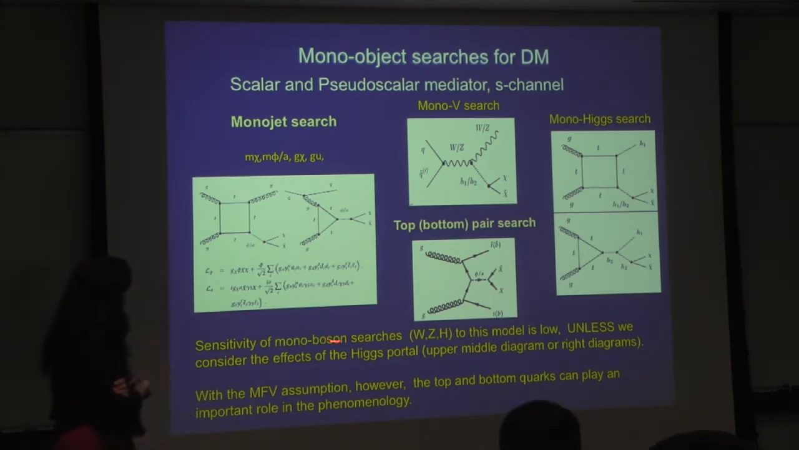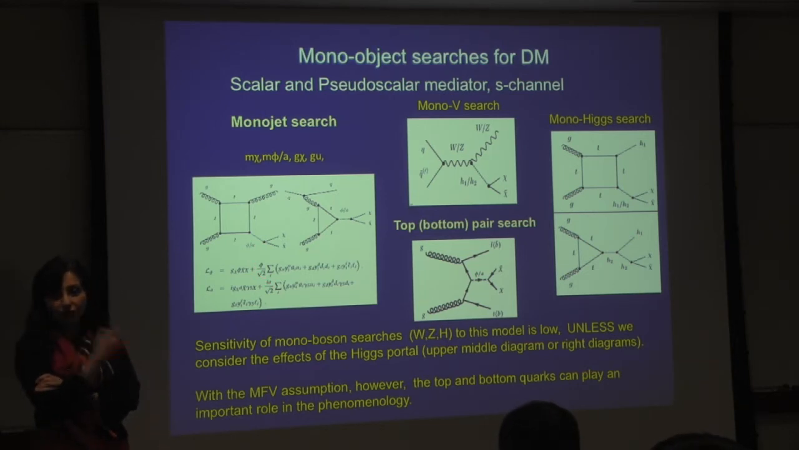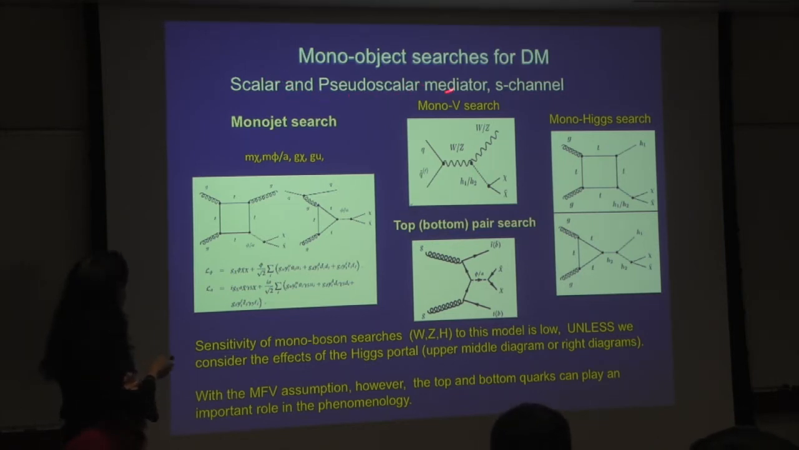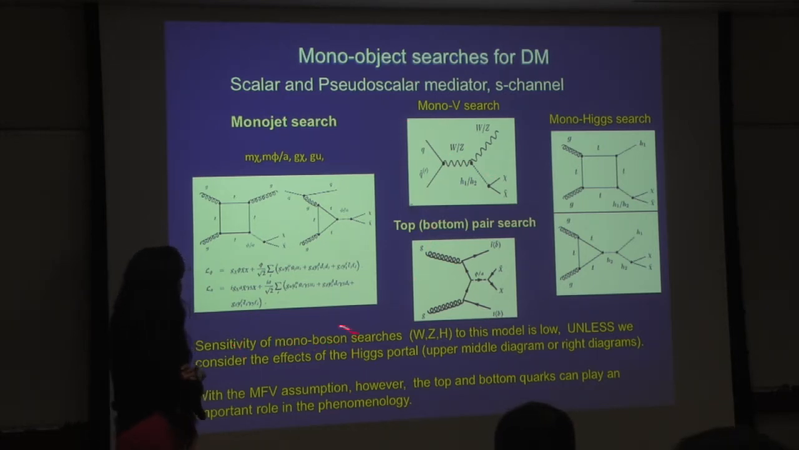So this is the most sensitive because they are QCD type of interactions, correct? So they are QCD production at this level. So these are the most sensitive of all searches for dark matter in this scalar or pseudoscalar mediator S channel.